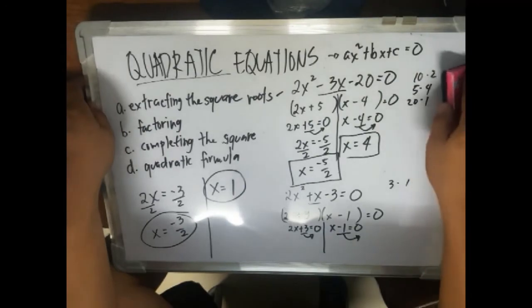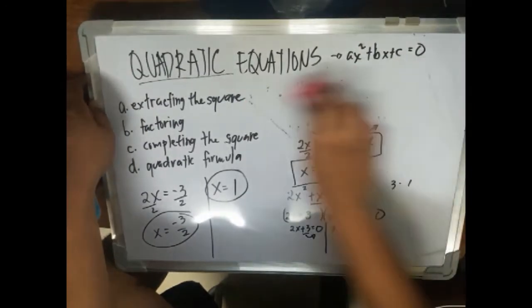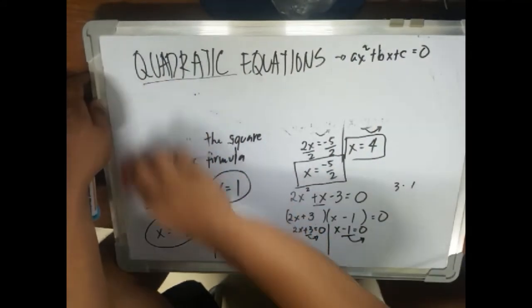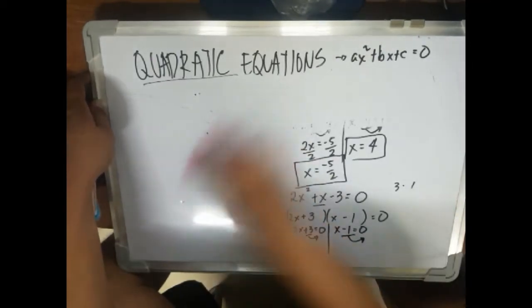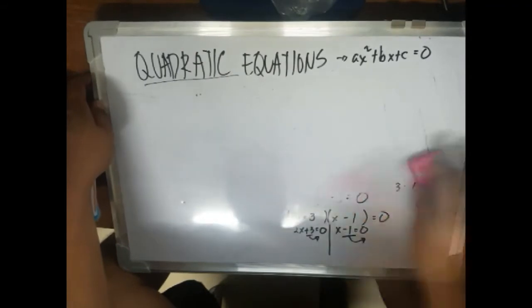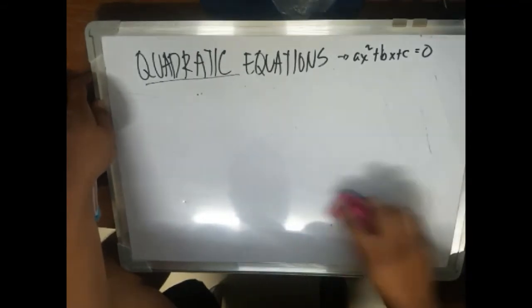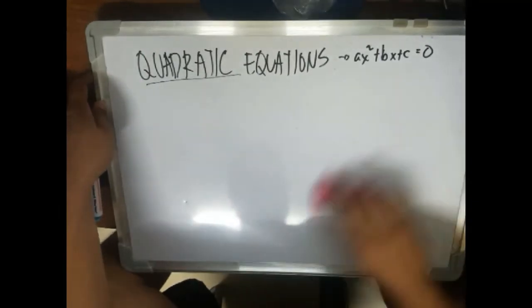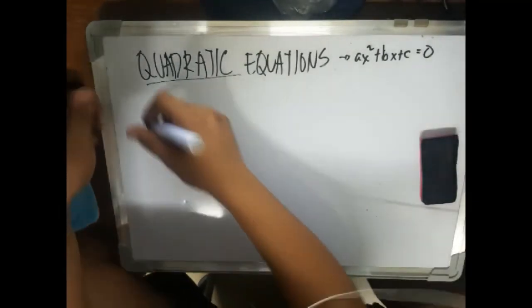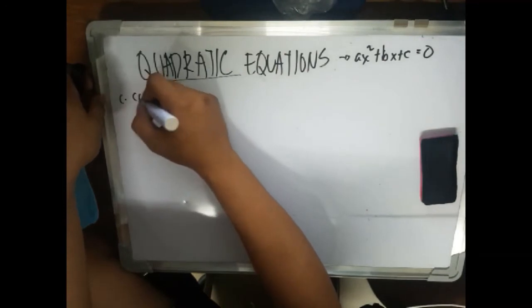So, next, ito medyo mahaba-haba. Completing the square. Paano ba yung tinatawag natin completing the square? Kumpletuhin natin yung square. Ano ba yung square natin tinatawag? Is it the shape? No. Okay, so paano ba naman gumagana yung completing the square?